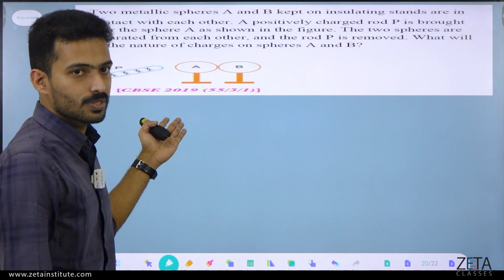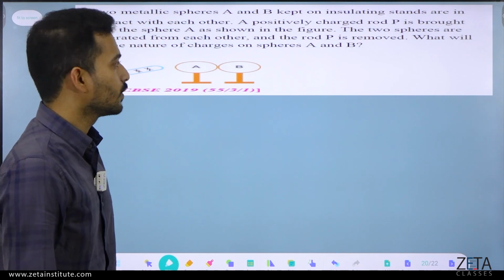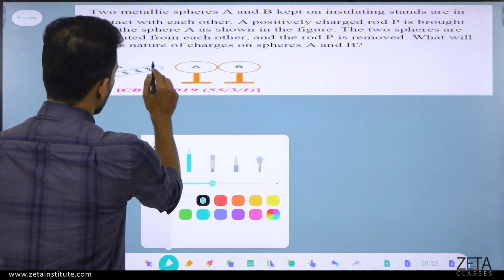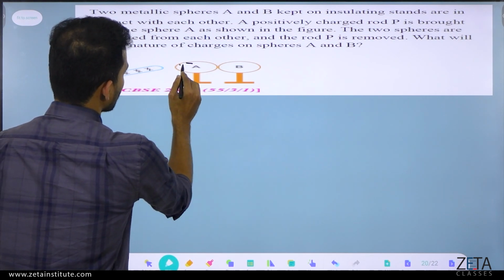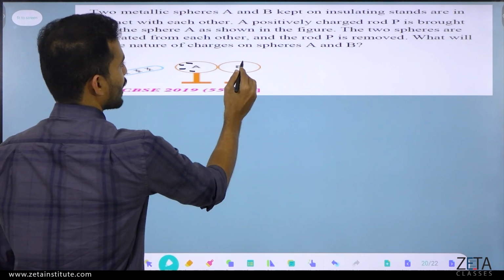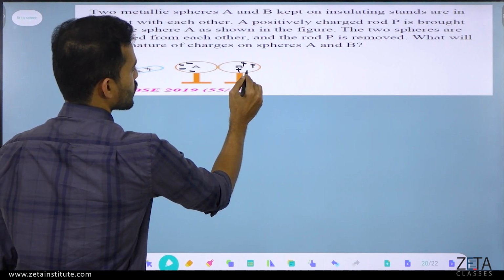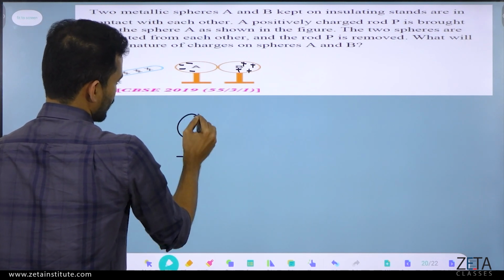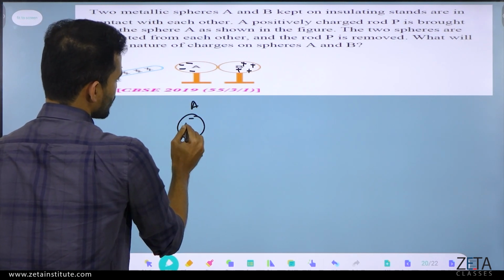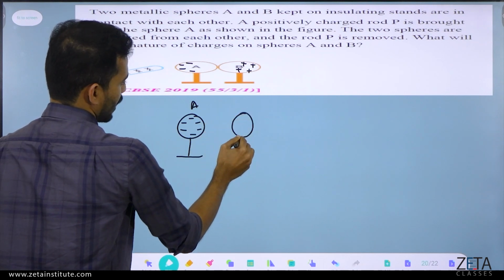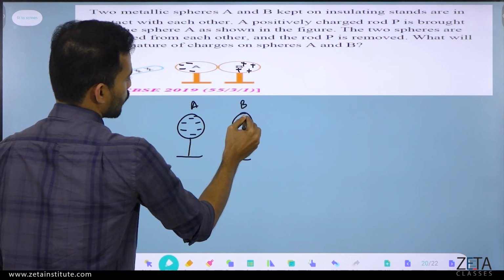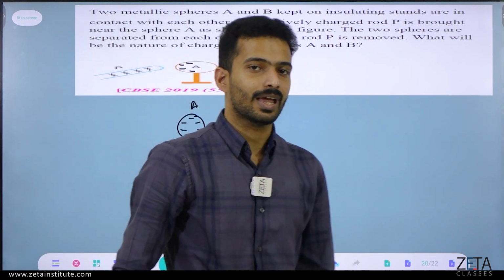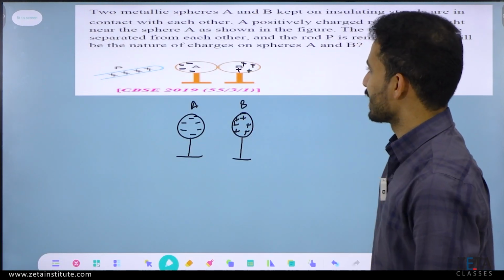So it's a previous year question, CBSE 2019 question. Okay, we have already discussed it. When we bring this positive charge here, this left side will acquire negative charge and this side will get a positive charge. Then after removing this, the body A acquires negative charge and the body B acquires positive charge. So what is the next question?